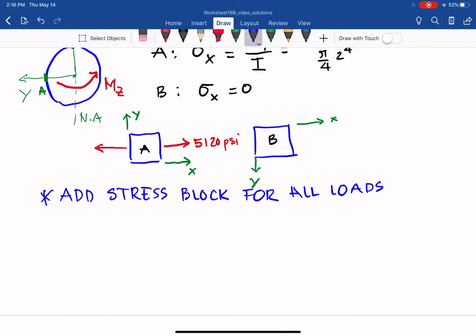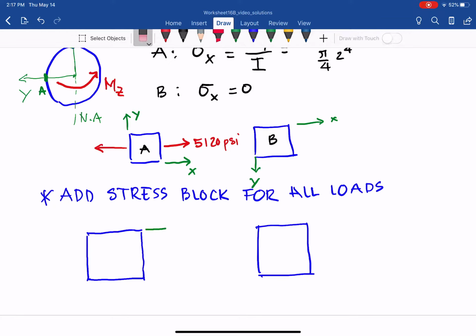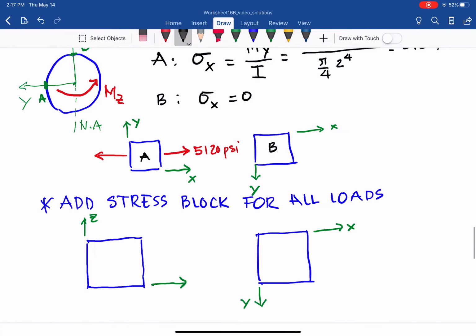So we can draw the stress block for A and for B. Stress block for B. And consistently, we use the same XYZ axis there. That is X. That is Z. And we have that is X, and that will be Y. Then we add them together. Let's talk about A first, and then we move to B one step at a time.